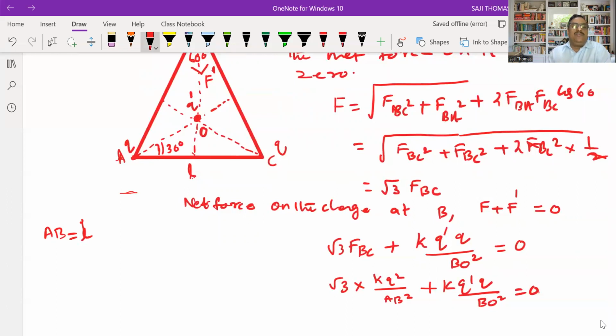You can find out AO. Here AO and BO are the same. AO, BO, CO all are the same, the centroid distance from the vertices. So AO equals BO, I'm finding it. From this triangle, take this midpoint as M. From the triangle AMO, you can consider the triangle AMO.